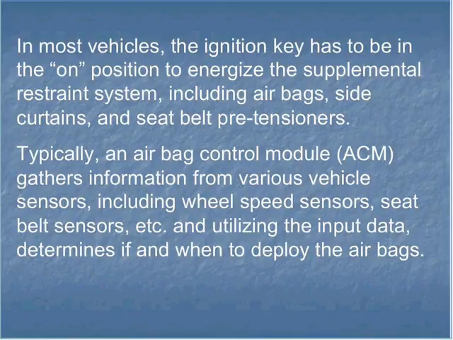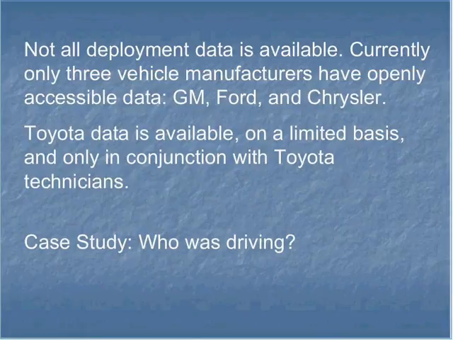So typically, an airbag control module, the thing that identifies the airbag deployment, gathers information from various vehicle sensors, including wheel speed sensors, seatbelt sensors, a whole bunch of different sensors on the car. It utilizes all this data, and it says when to blow off the airbags or not to blow them off. So the later the model of the car, the more sensors on the car and the more information that can be gathered by this airbag control module and potentially read at a later date. But let's take a look.